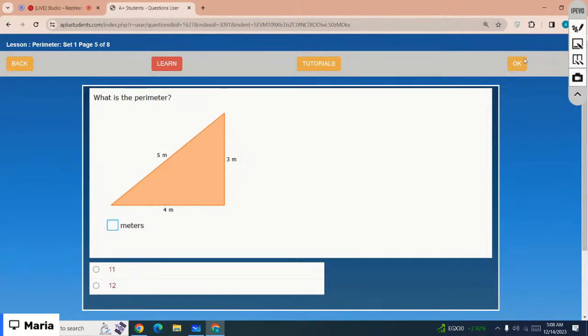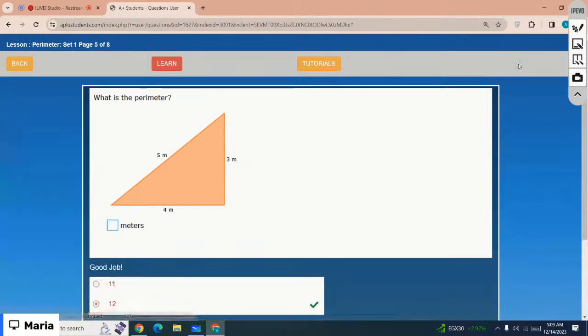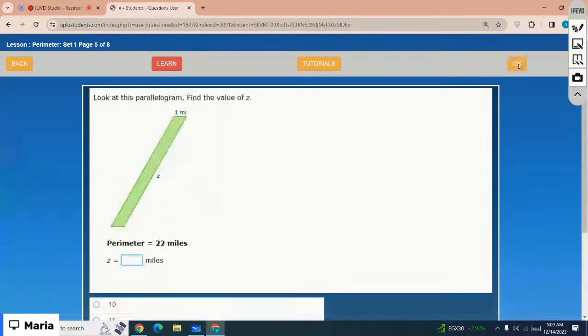Yes, the correct option is 12 meter. Option number 2 is the correct option. Okay, look at the parallelogram. Find the value of z, which is the correct option.